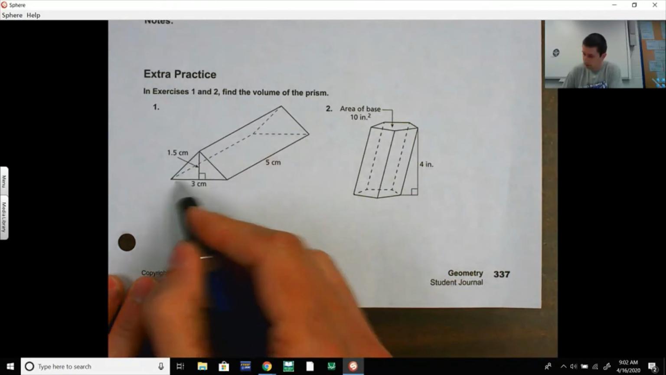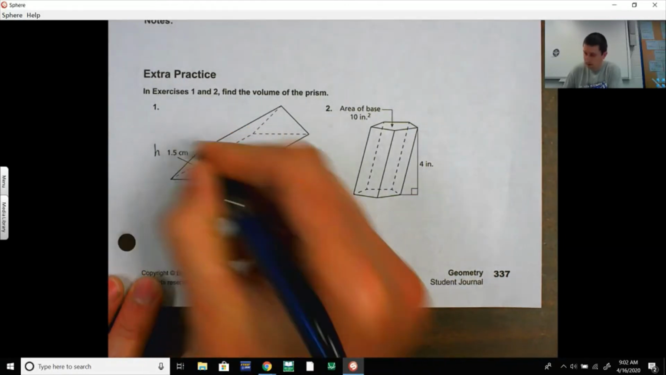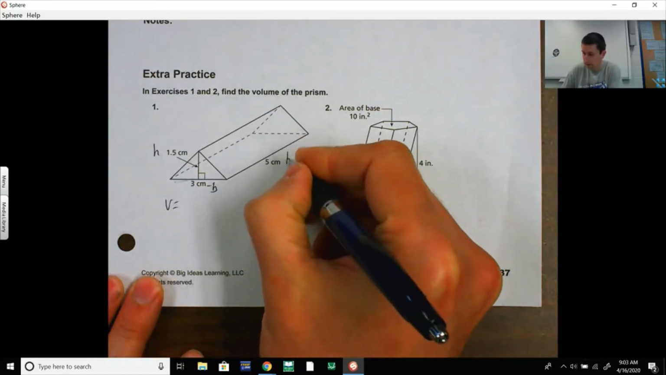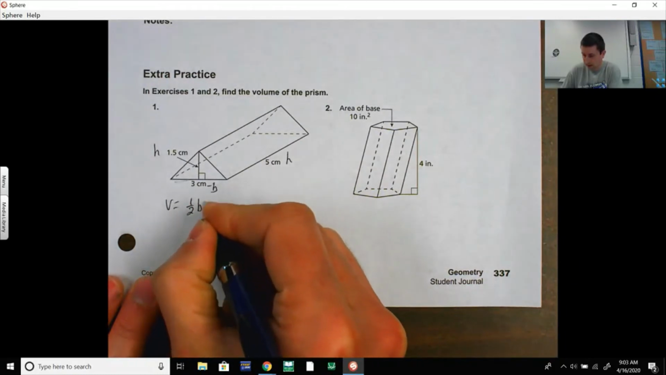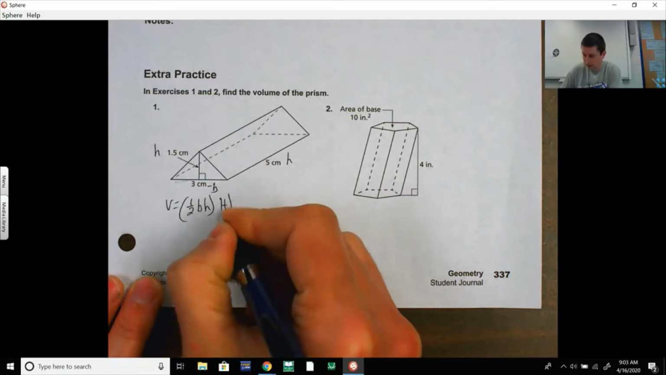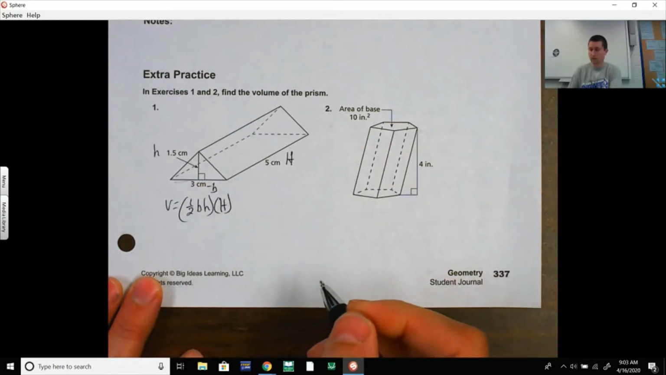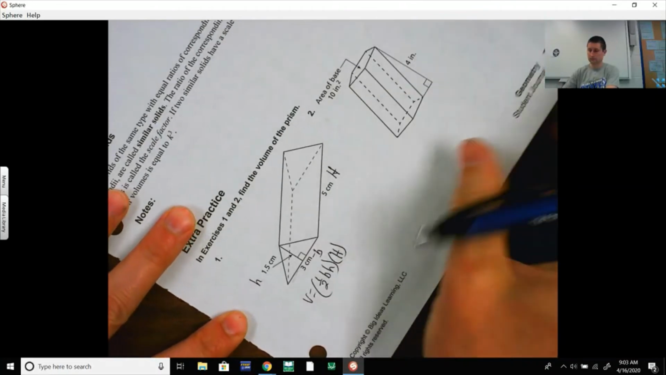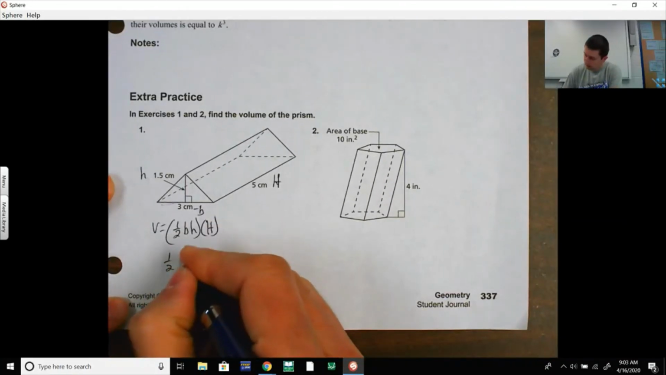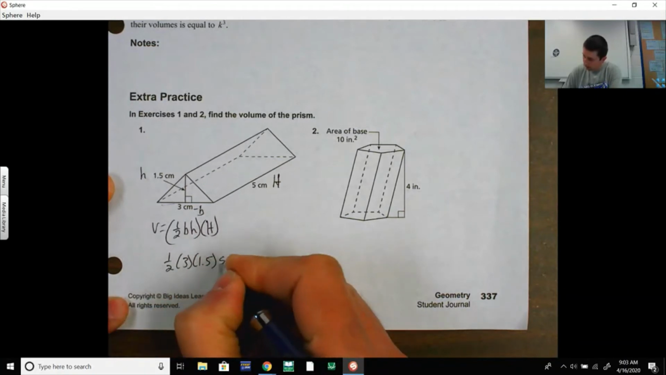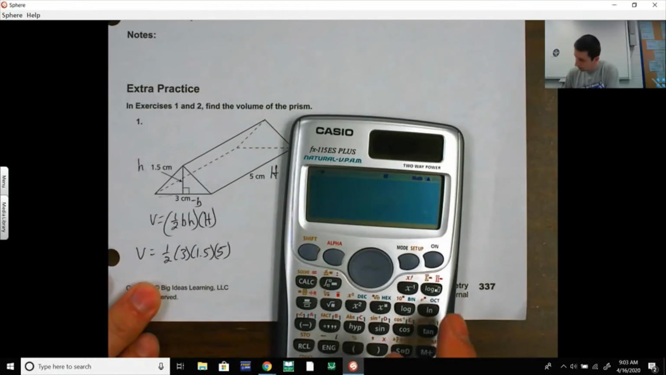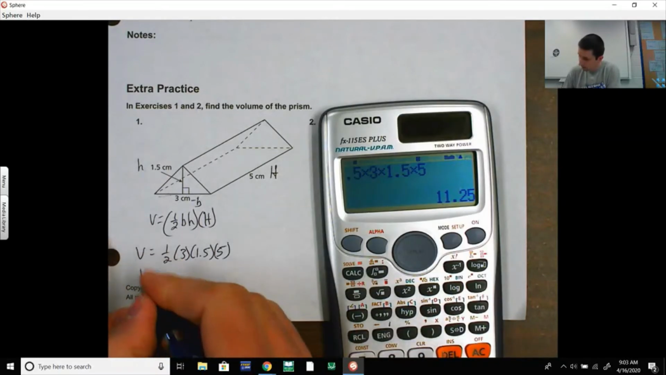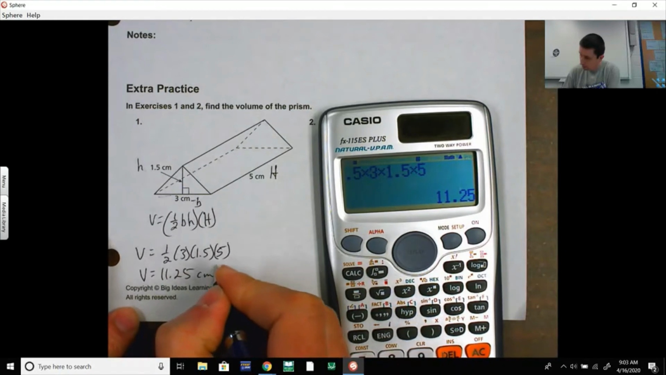Okay, so here's your base, and there's your height for that. So volume, and this is the height of the prism. Think of it as 1/2 base times height times, I'll call that the capital H, the big H. Imagine this is actually standing on its end. So we have to take 1/2 times 3 times 1.5 times 5. And you get 11.25 cubic centimeters.